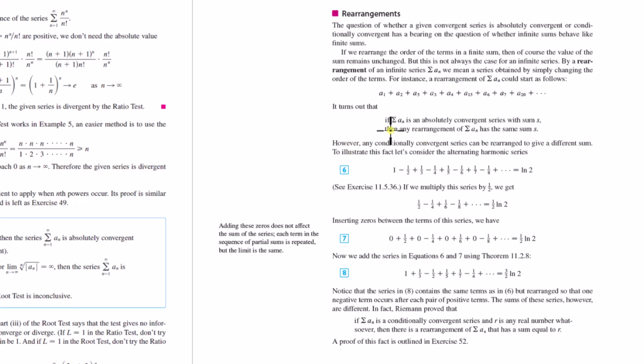It turns out that for an absolutely convergent series with some sum s, any rearrangement of the terms of that series has the same sum s. However, any conditionally convergent series can be rearranged to give a different sum. To illustrate this fact, let's consider the alternating harmonic series, and so they just demonstrate how you can get different sums just by rearranging the terms of a conditionally convergent series.